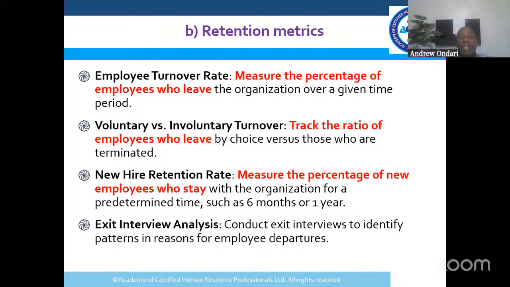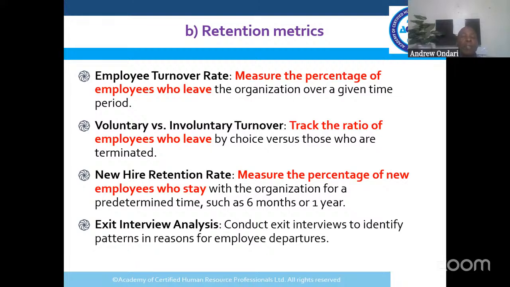For example, it can focus on employee turnover rate, which measures the percentage of employees who are leaving. So how do we measure the turnover rate? We measure this using a formula where you look at the number of people who have left over a period of time over the average number of people who are there in the organization. You multiply that by 100. You will get a percentage.